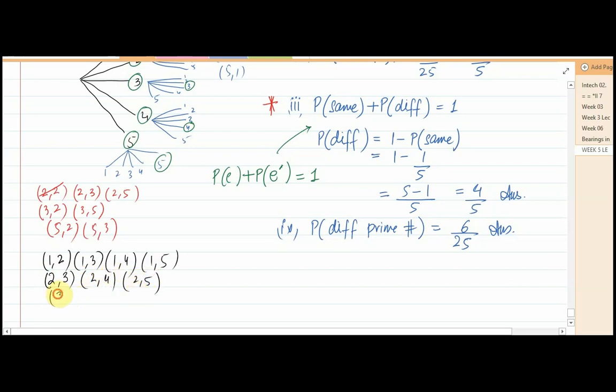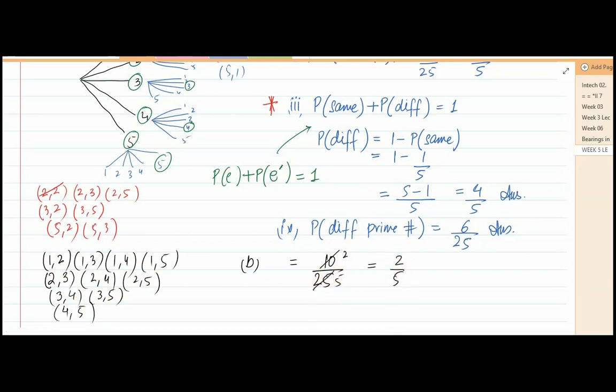For 3 it will be 3, 4 and 3, 5. For 4 it will be 4, 5 and I cannot consider the 5. So for part B, possible options are 1, 2, 3, 4, 5, 6, 7, 8, 9, 10. So it will be 10 divided by 25. If you simplify it, 5 2s are 10 and 5 5s are 25. So that is your answer, 2 divided by 5.